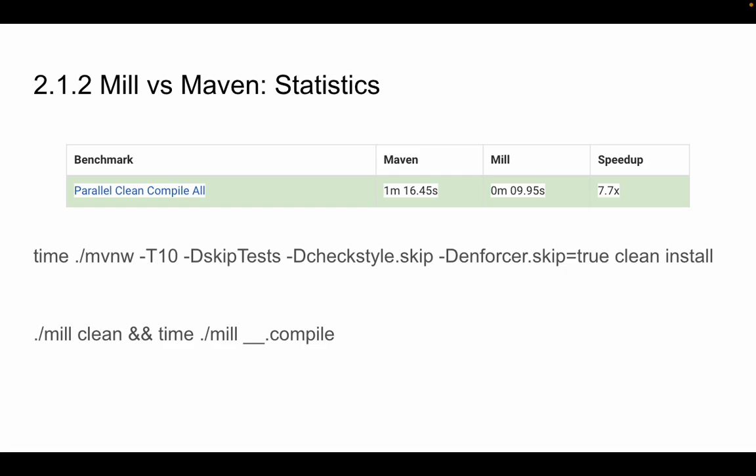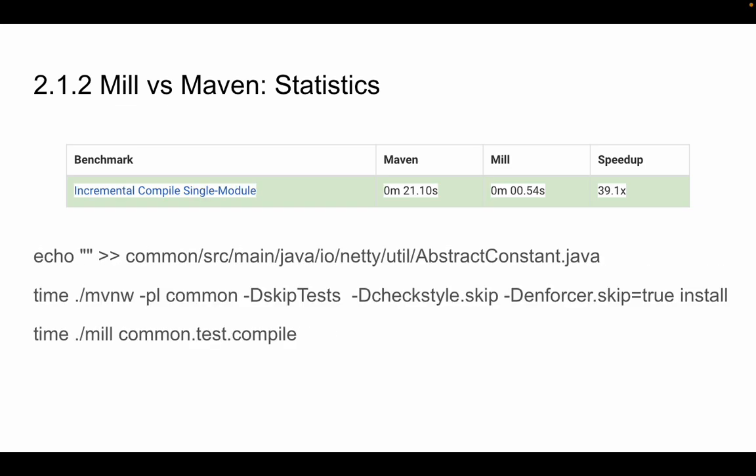For Mill, not only can you just run mill compile, it's actually really fast and makes use of all your cores and just churns away and gives you output in literally, in this case, about 8x faster than Maven does. So that's interesting. The next benchmark I looked at is incremental compile.